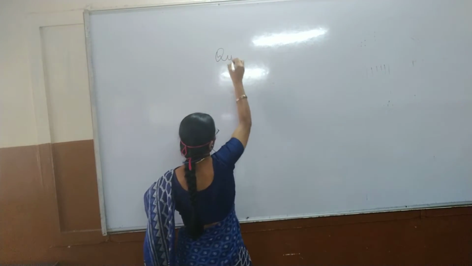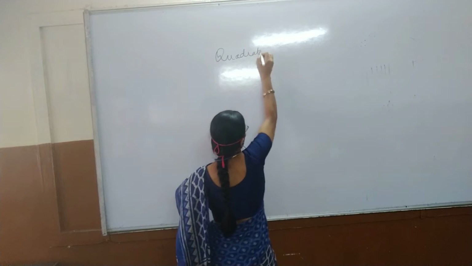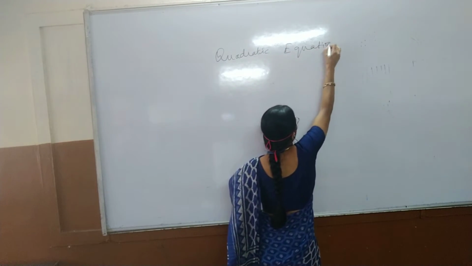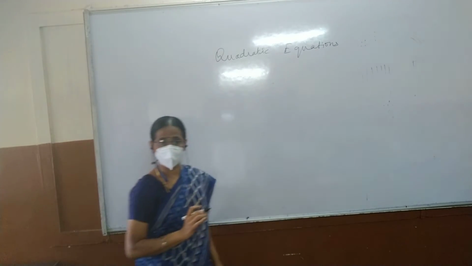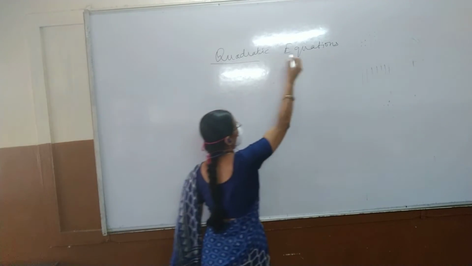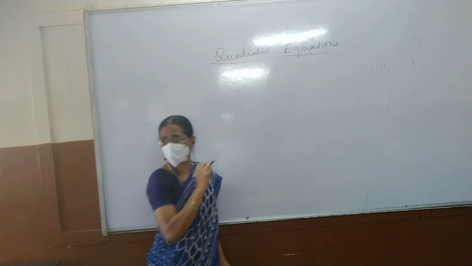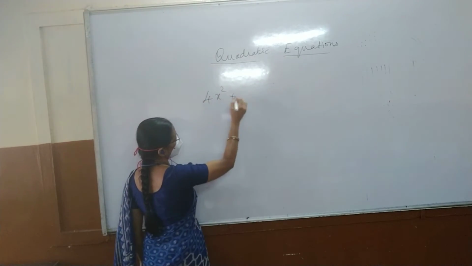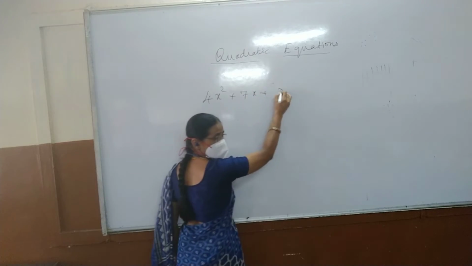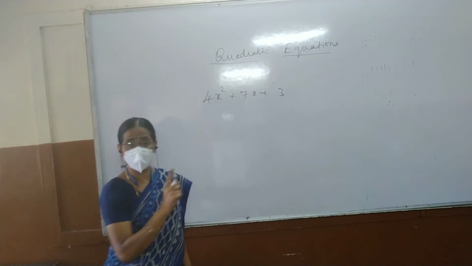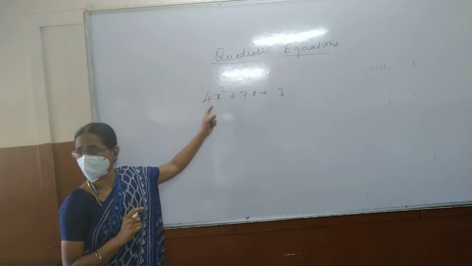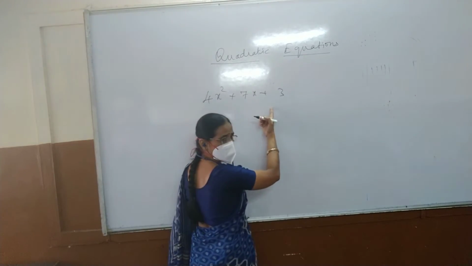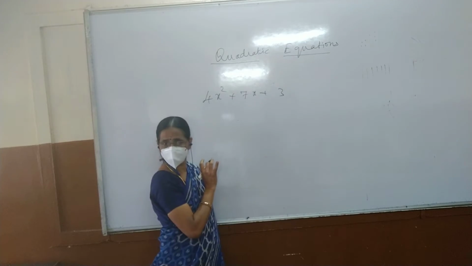Fourth chapter, which is quadratic equations. Last year we studied about polynomials. Let us understand the main difference between an equation and a polynomial. Just consider this: 4x squared plus 7x plus 3. We had done this type of polynomial in factorization, splitting the middle term. Do you remember? Yes. So here it is not an equation, it is a polynomial.